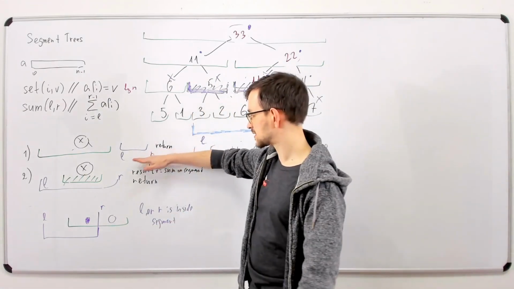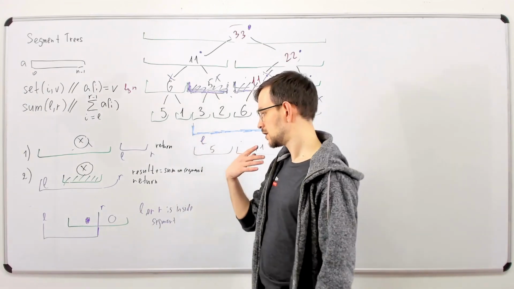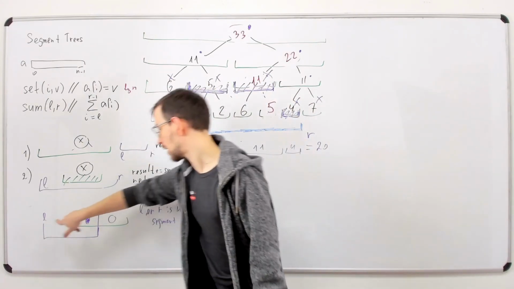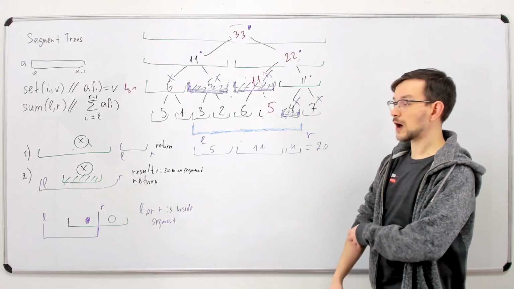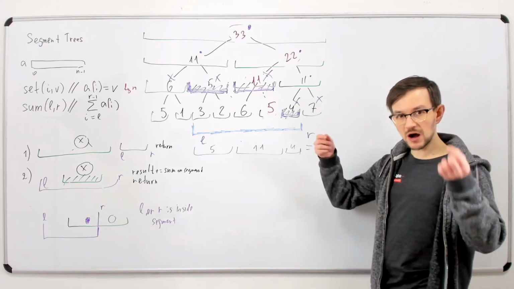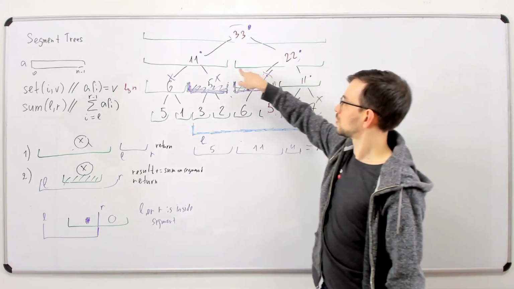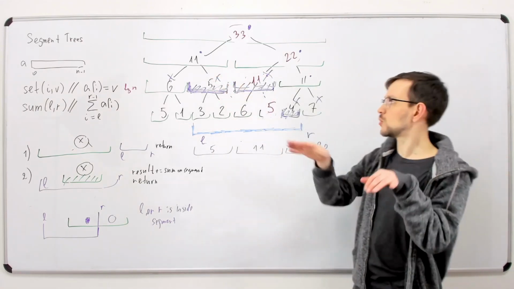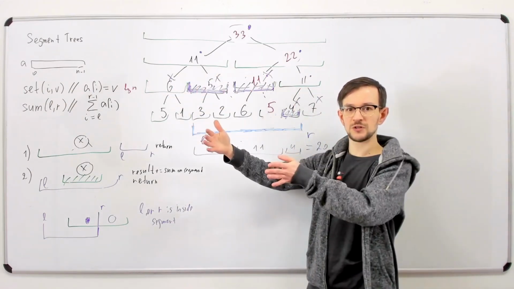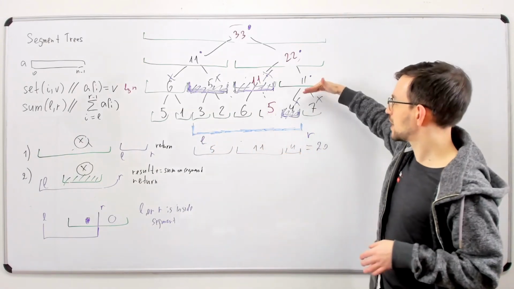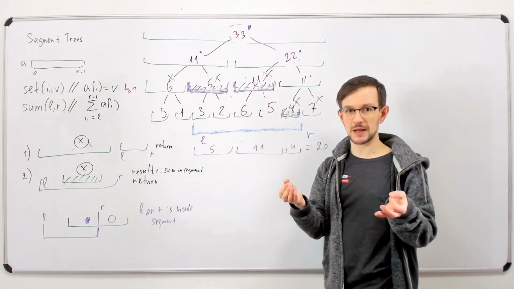So if we don't have these two cases, some elements are inside and some are outside. It means that one of the borders of this segment, either L or R, is inside this green segment. How many segments can have L or R inside? On each layer of this tree, all these segments do not intersect. They just split the whole range of elements into non-intersecting segments. So on each layer, we may have at most one segment which contains R, and at most one segment which contains L.